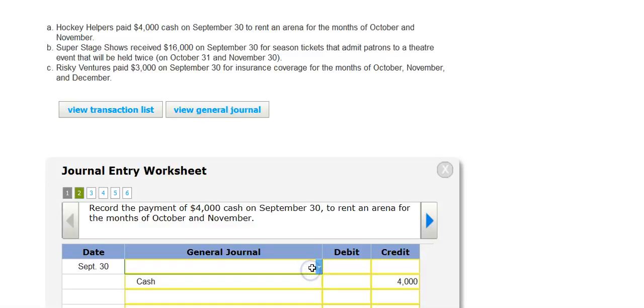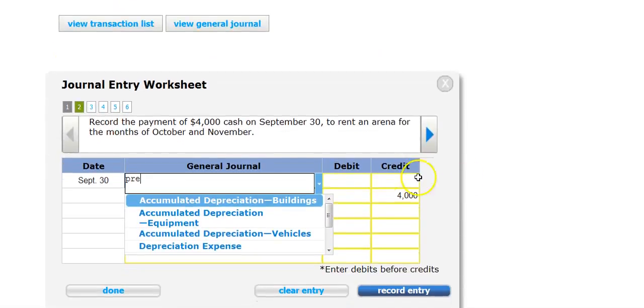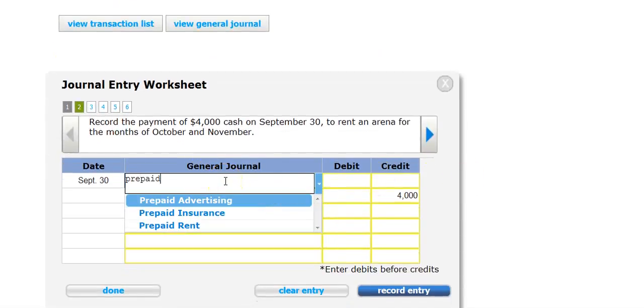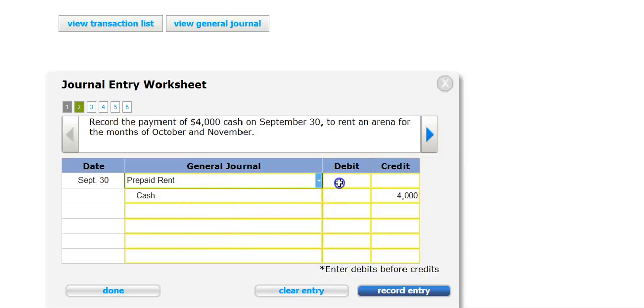So right now we are going to call it a prepaid rent. There we go, prepaid rent. And prepaid rent is an asset. Assets are on the left side of the equation, so we have a left side to debit. Once we've occupied the space at the end of October and November, then we'll take some money out of prepaid rent to represent the portion that we've used up. And that's what we're doing next.